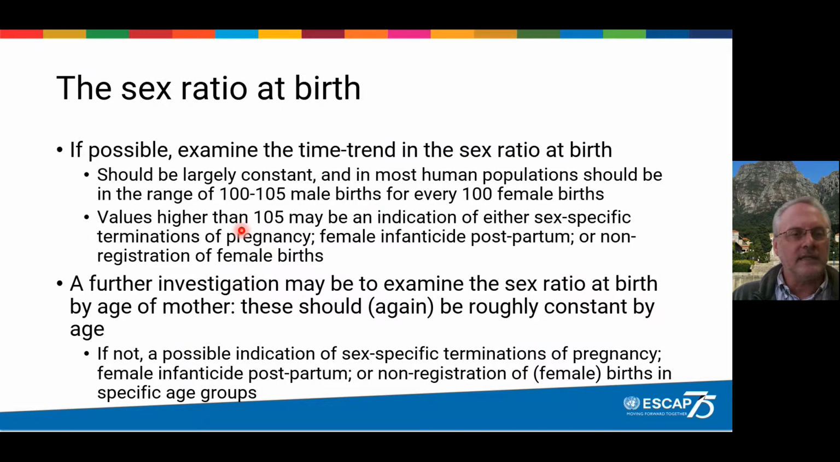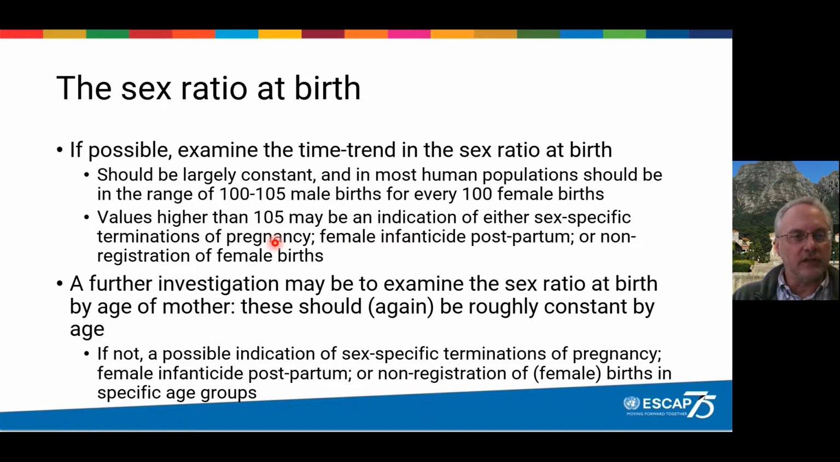Values greater than 105 male births for every 100 female births might well be an indication of perhaps sex-specific terminations of pregnancy, resulting in a surfeit of male births, female infanticide postpartum, or non-registration of female births. And certainly values greater than 105 should be subjected to very careful investigation as to what might be causing that.